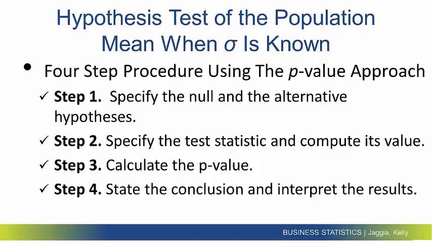So now here are 4 steps to hypothesis testing. First, specify the null and alternative hypotheses. Next, determine the test statistic and compute the value. Third, calculate the p-value and make a decision. That is, are we going to reject H0 or not reject H0? Lastly, we draw a conclusion which means we make a decision in relation to the example.